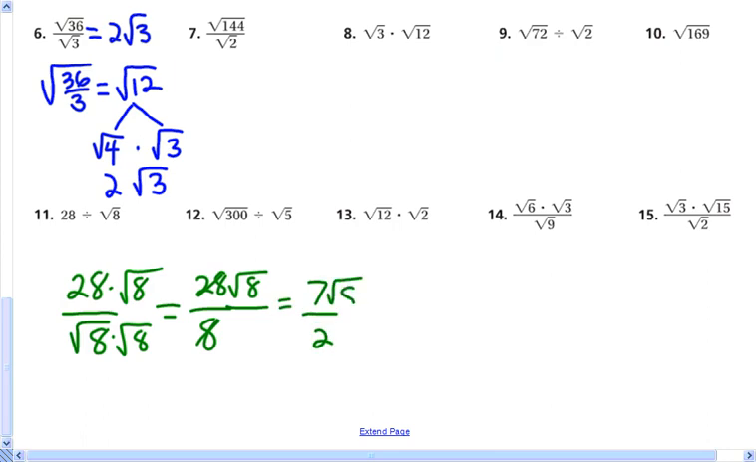So we now have this. Now we have to look at this square root of 8, and the square root of 8 has a perfect square factor of 4. So I'm going to write it as 7 times the square root of 4 times the square root of 2.